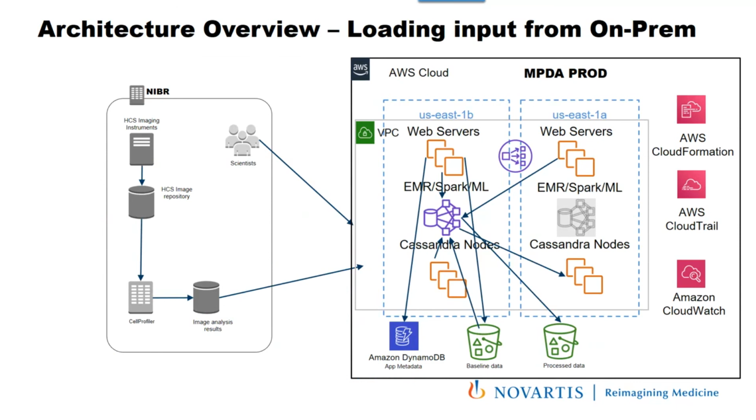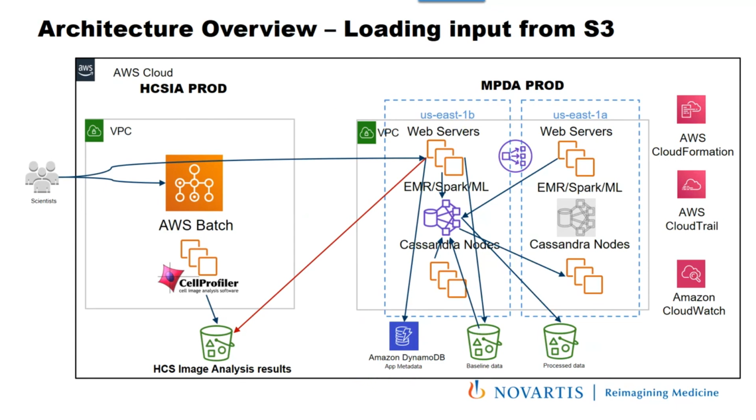All right, so what you guys just saw was something that actually worked until maybe 2 years ago, which was what we call a hybrid approach, where the high content screening and data ingestion happen on-prem, and analysis and visualization happen in AWS. So let's show you what the AWS native approach looks like, where high content screening analysis is actually, and cell profiler is brought into Amazon Web Services.